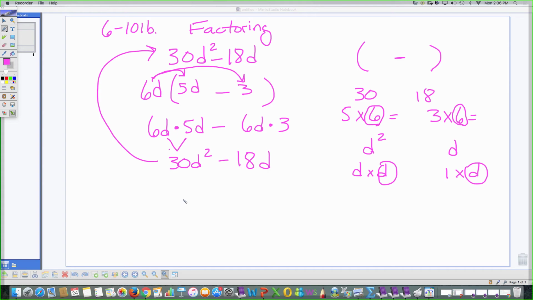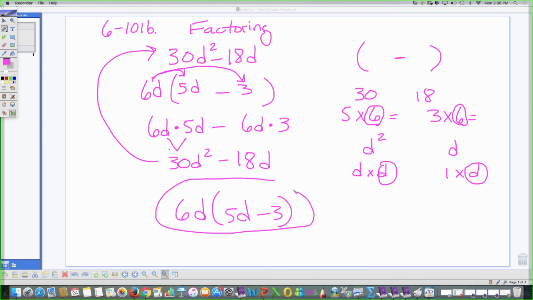So we factored. So our factored answer was 6d times 5d minus 3. Okay, so this is our solution factored. And we can check it by using the distributive property, which should come back to where we started.